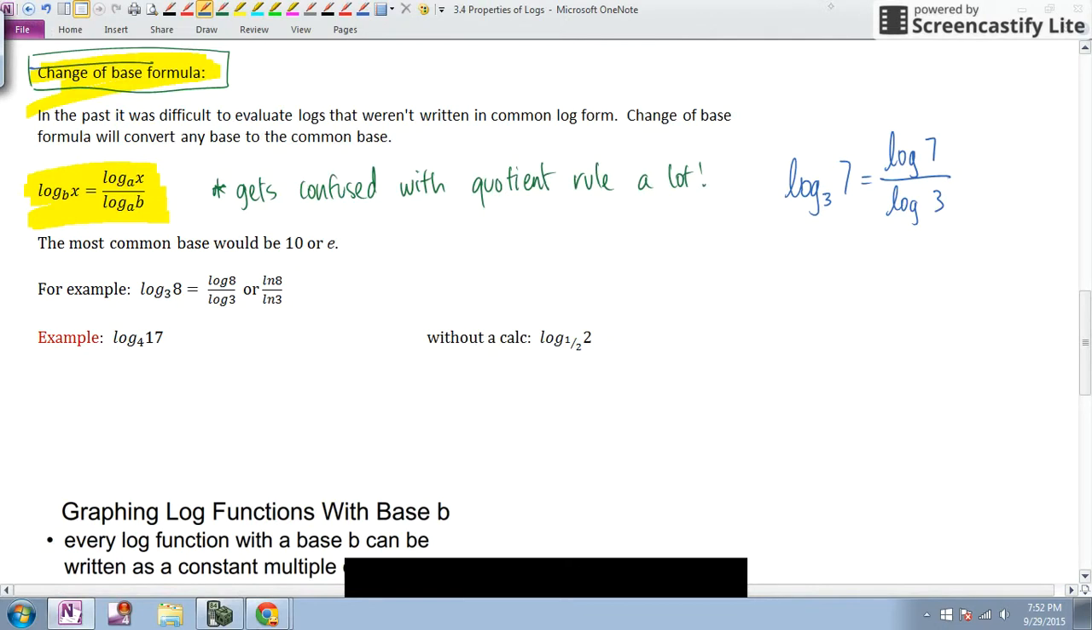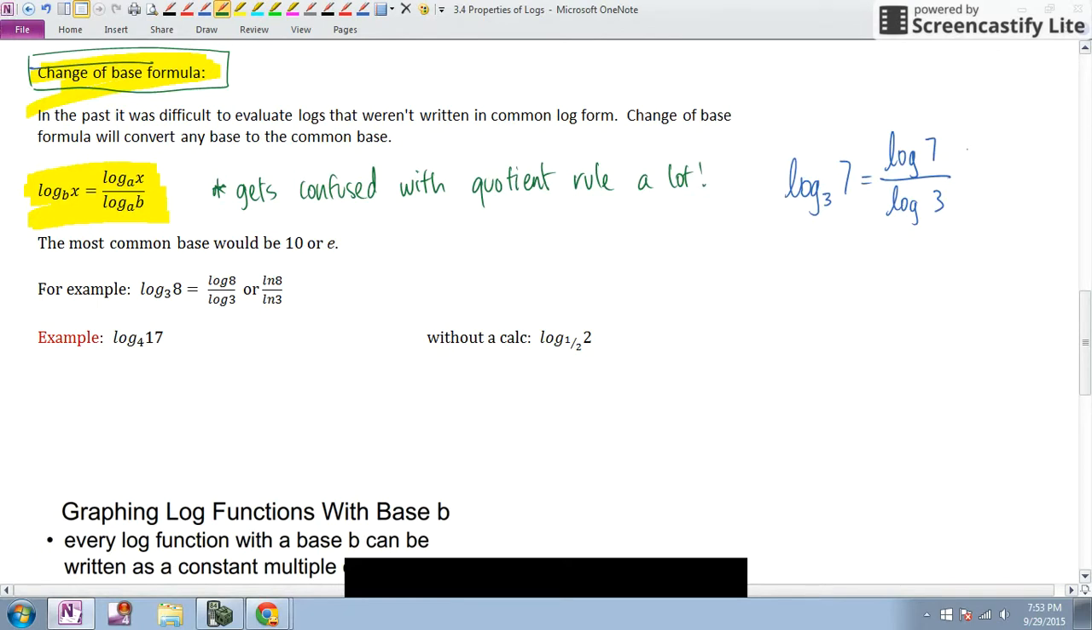So change of base, not a big deal. The neatest thing about it is you can change to any base you want. Like if I wanted base 10 because of my calculator, or ln, but what if somebody asked you to change it to base 3, or base 7 or something? I could still do that too. I could just do log base 7 of 7 over log base 7 of 3.